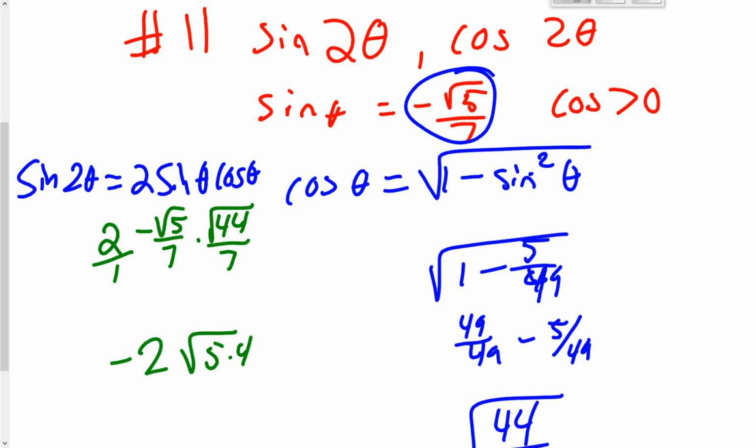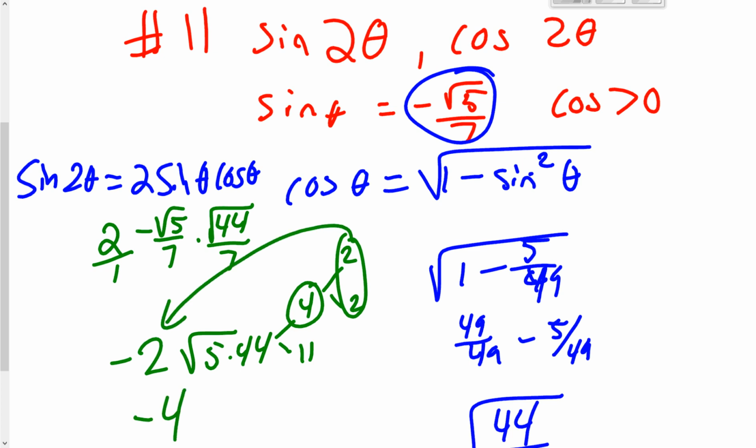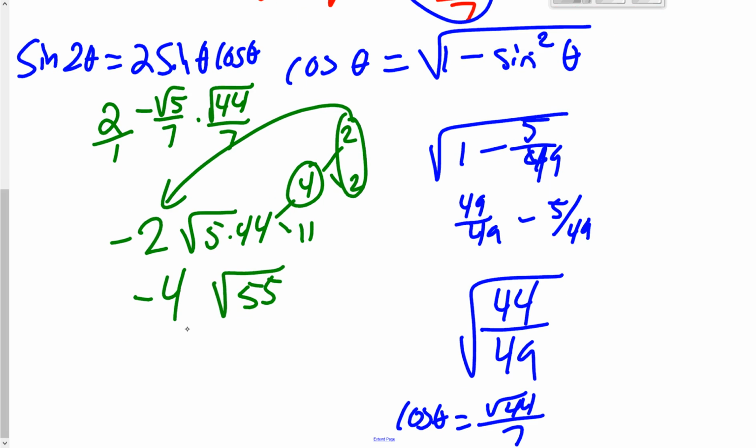I can really break that down because they're both on the inside, and this 44 will break down to 4 and 11, so I can actually factor out a 2, right, because this breaks down into a pair. So I can pull out a 2, so it comes -4 outside, because this 2 is coming out with this 2 already there, so that's -4. And then I have this 11 and that 5, so this is 55. Okay, and then it's all over the common denominator, which is 49. So this is sine of 2 theta is -4 times the square root of 55 all over 49.